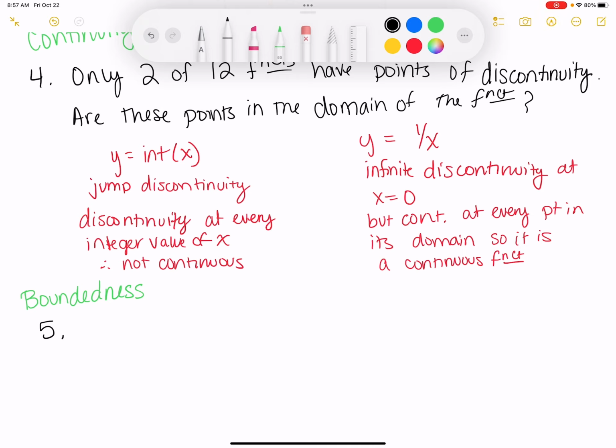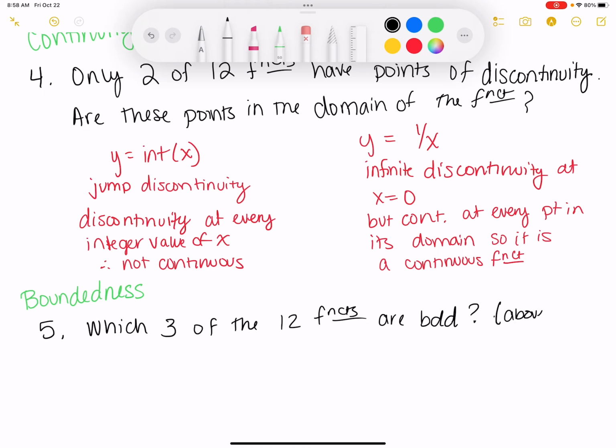Anyways. All right, boundedness. Okay, question about that. Which 3 of the 12 functions are bounded? Meaning when I say they are bounded, I'm not asking bounded above, I'm not asking bounded below, I'm saying bounded meaning above and below.